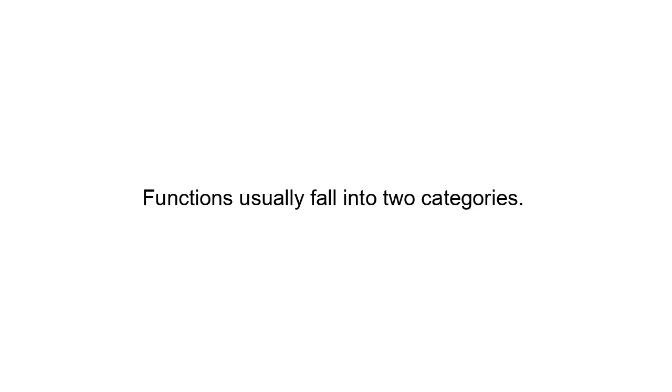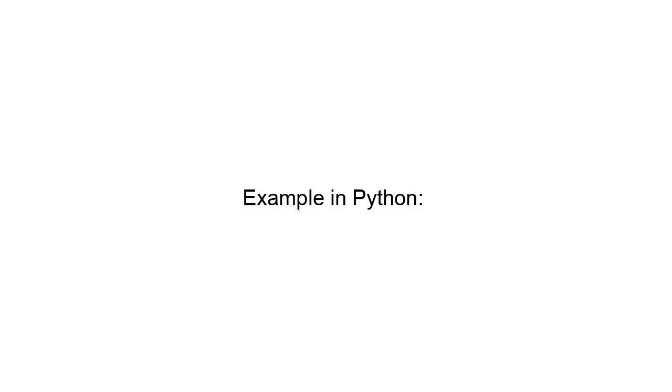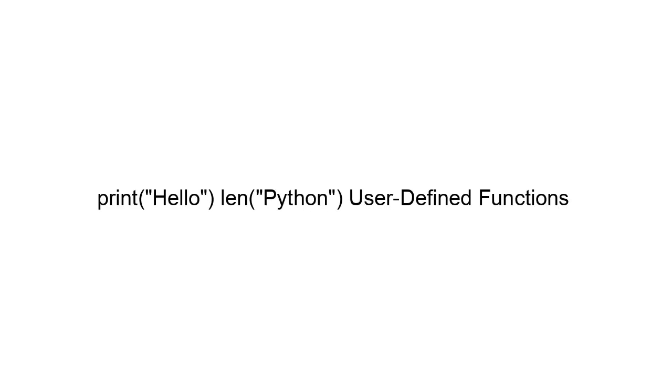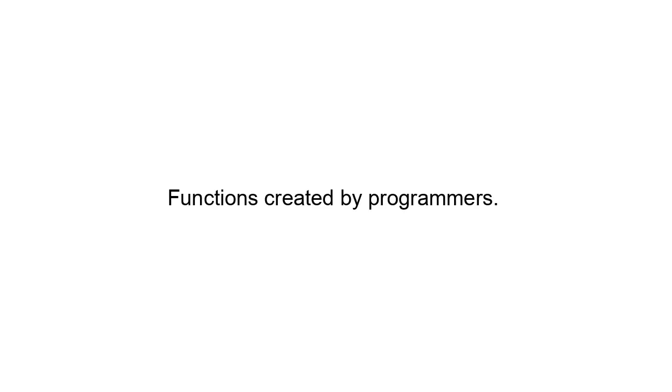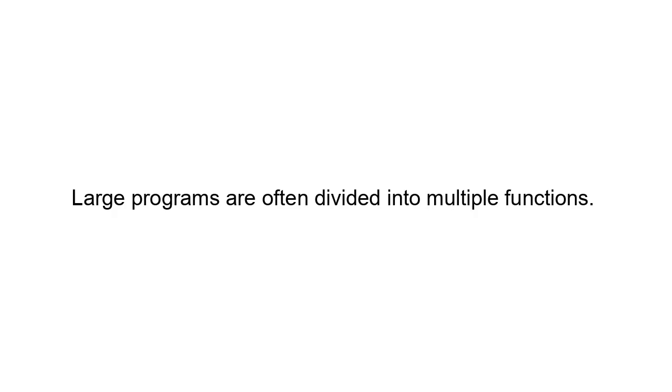Types of functions. Functions usually fall into two categories. Built-in functions. These are provided by the programming language. Example in Python: print("Hello"), len(). User-defined functions. Functions created by programmers. Example: def say_hello(): print("Hello").